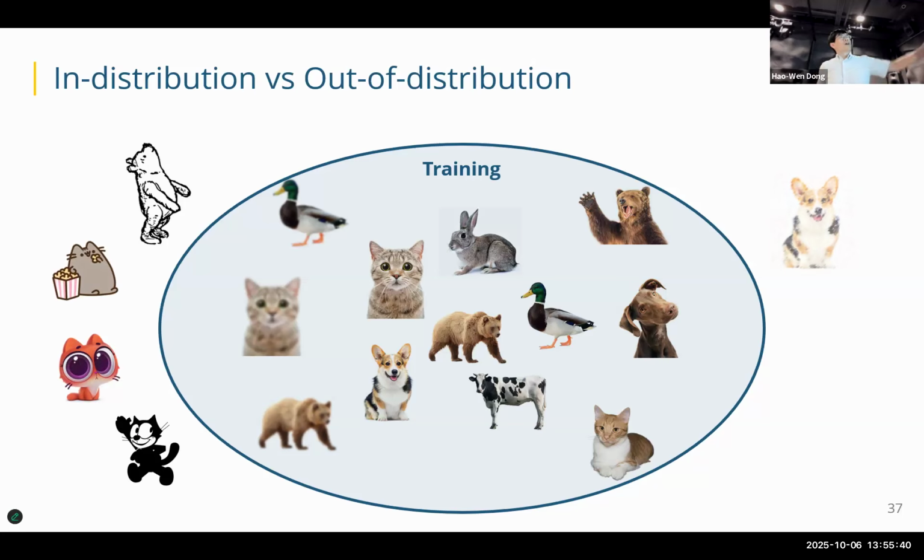It could be just visual art. It could be oil painting. It could be anything else. So oftentimes there's just no way you could model the whole distribution. So you oftentimes need to think about what's in distribution, what's out of distribution. And that's essentially what you are solving in deep learning.